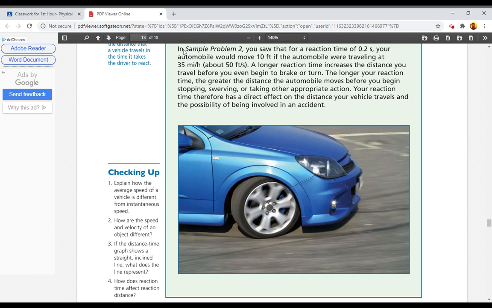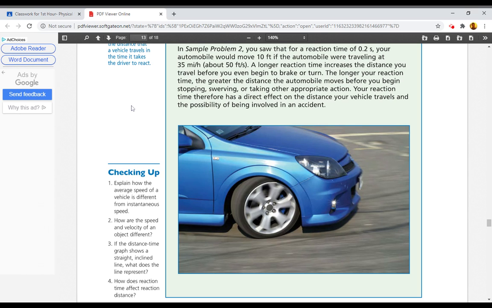Okay. In sample problem 2, you saw that for a reaction time, what kind of car? That looks like, I don't know what that is. Maybe if you know what it is, you can email Miss McEntee or email Mr. Harrow if you know what type of vehicle that is.